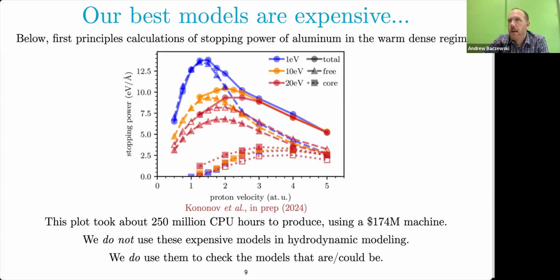So this begins to motivate using a quantum computer here, another big, expensive hypothetical machine. Now, we don't actually use really expensive models like these 250 million CPU hour calculations to do hydrodynamic modeling, but we do use them to check the models that are used in hydrodynamic modeling, right? Which is what I'm going to tell you about now.